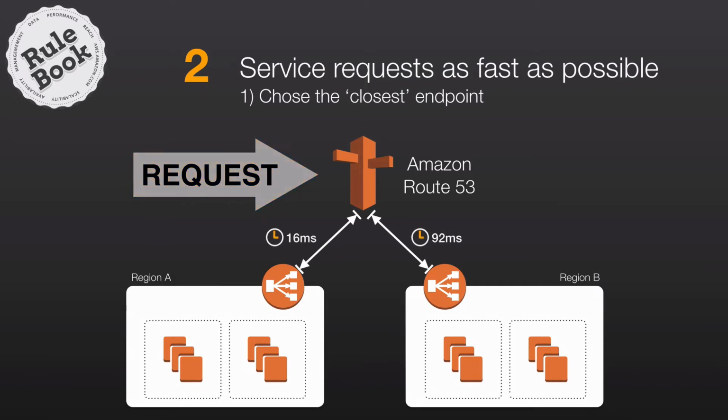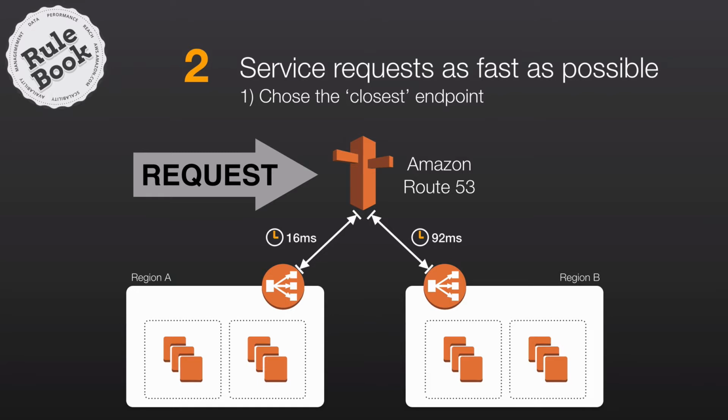And this works by the Route 53 DNS resolver that your customers made a request of being aware of the relative time that it will take that customer to reach the endpoints that are available across a couple of regions. And you can see here that Route 53 is regularly making queries to those endpoints and establishing the latency that's going to apply to them.